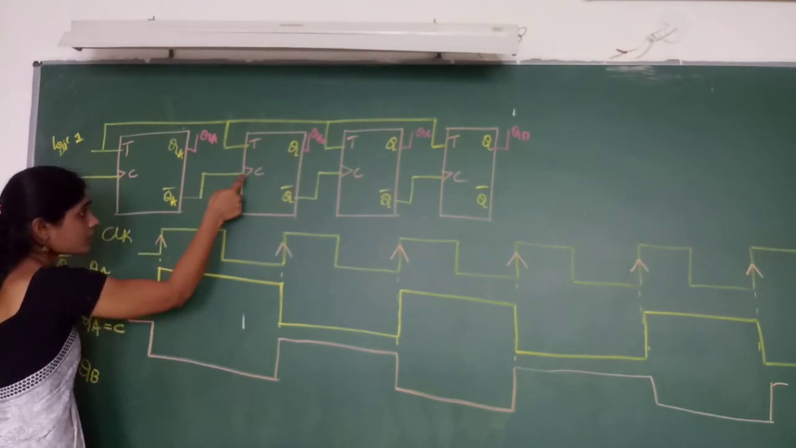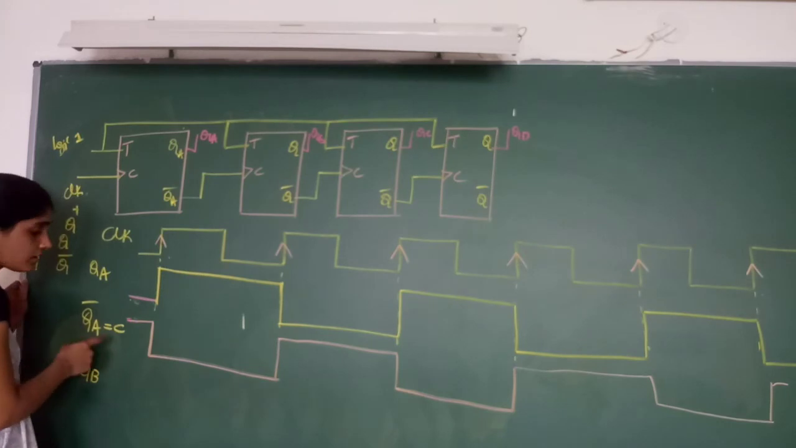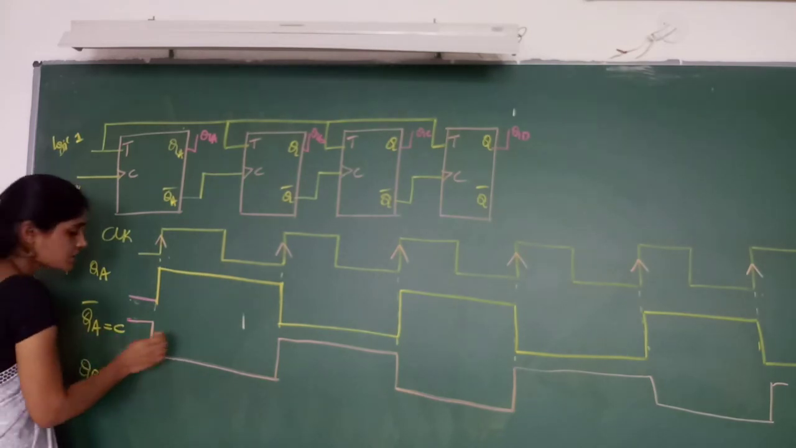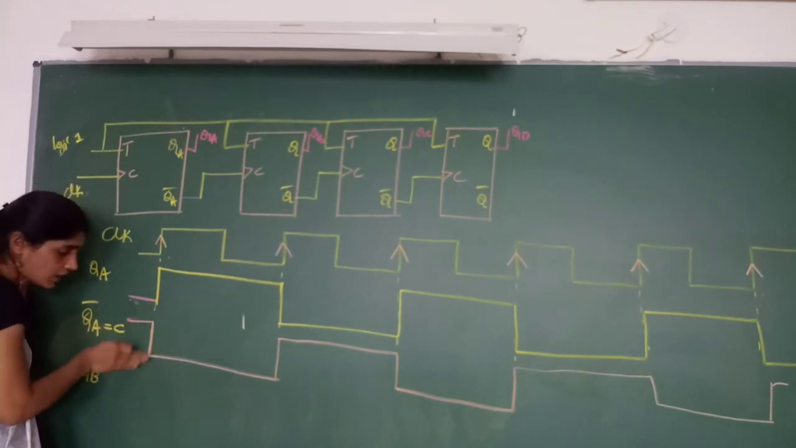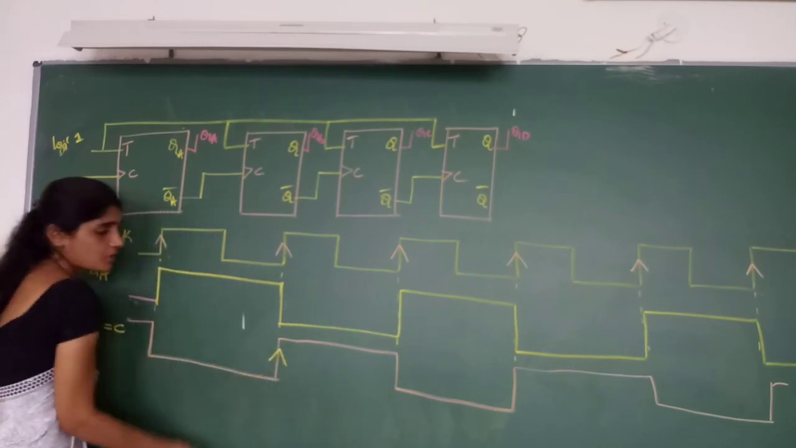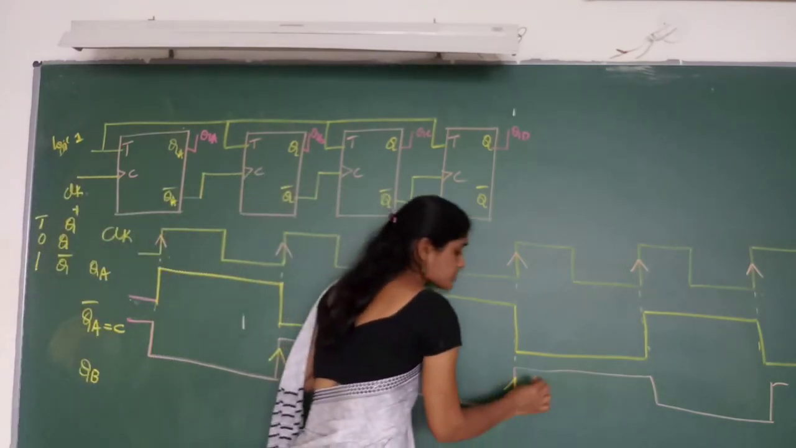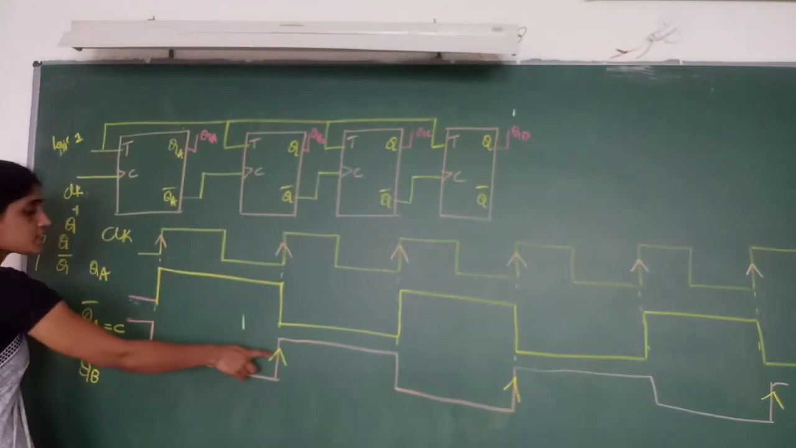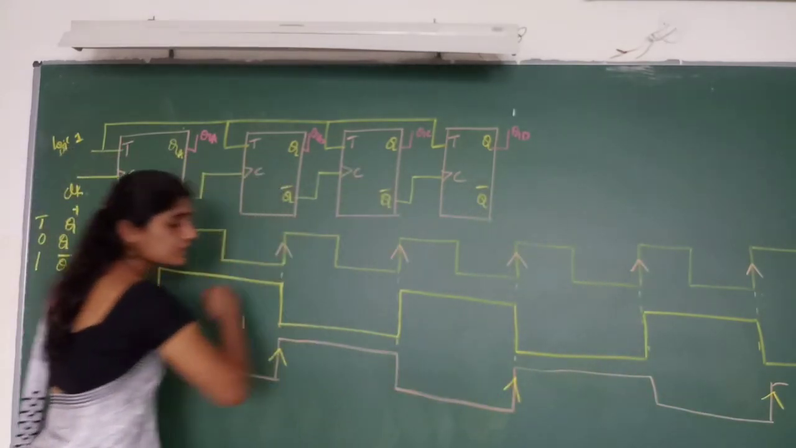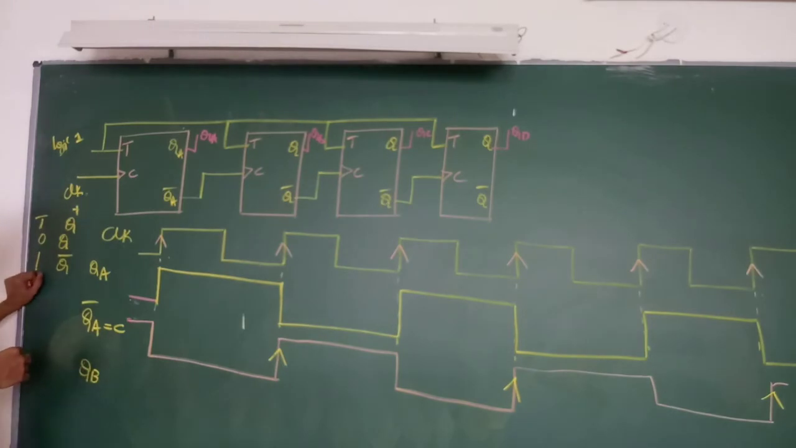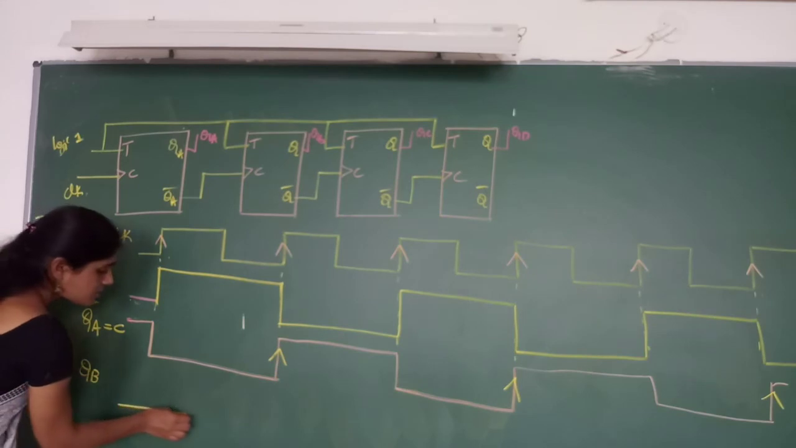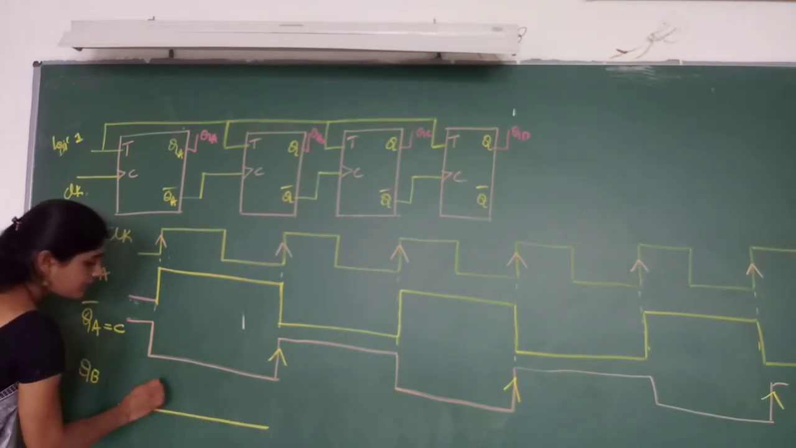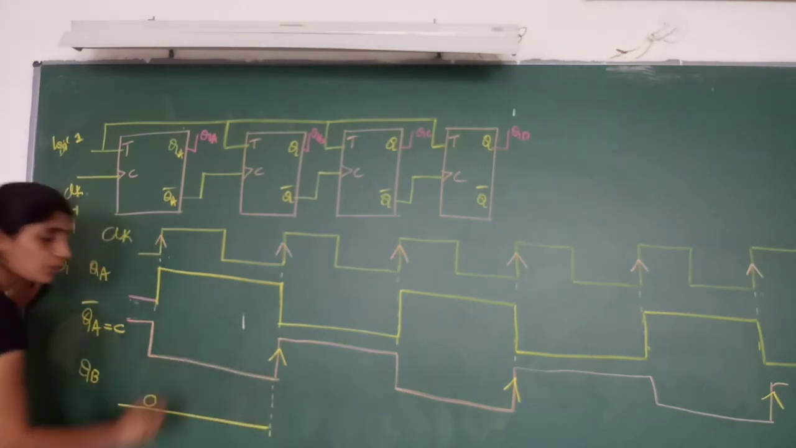The positive edge of the clock is the positive edge of QA bar. This is the negative edge, falling. This is the positive edge, this is the positive edge, this is the positive edge, right? So at the positive edge of QA bar, the output changes. Which output? QB. Initially I take QB as 0. QB will be 0 till the positive edge of QA bar.